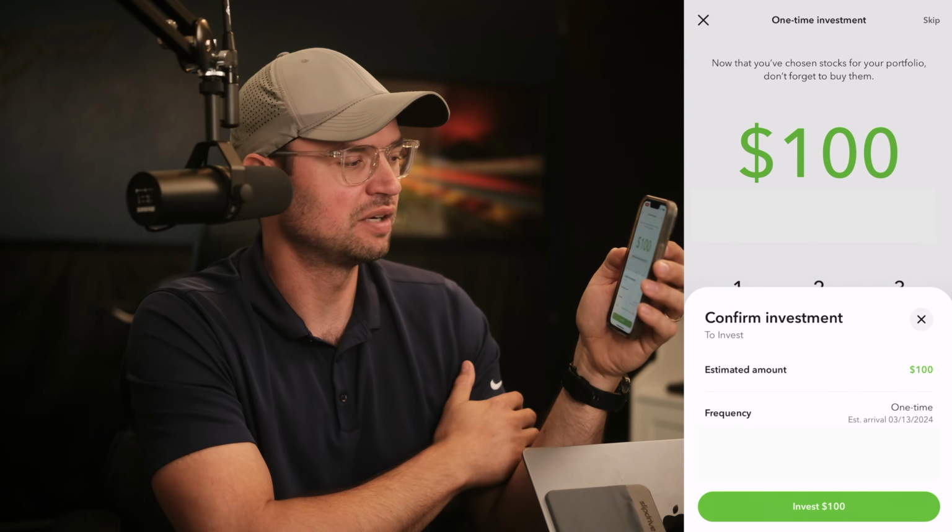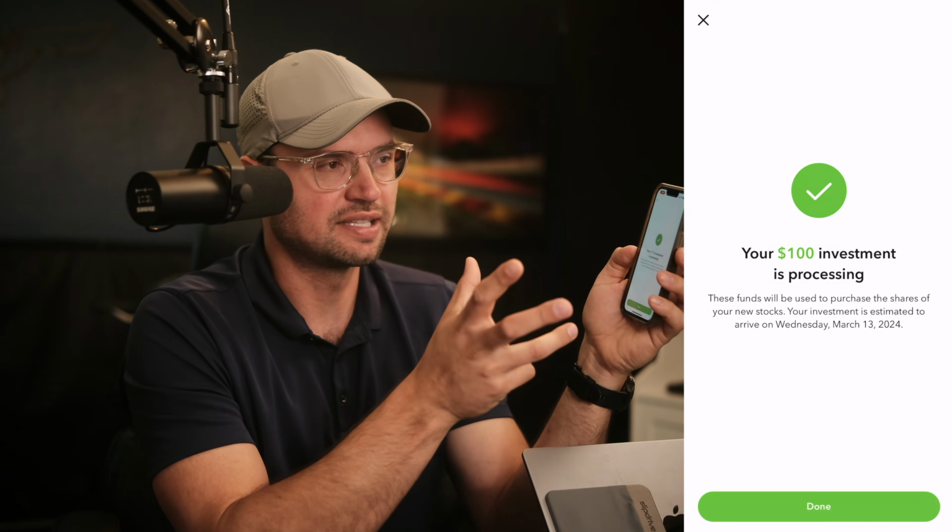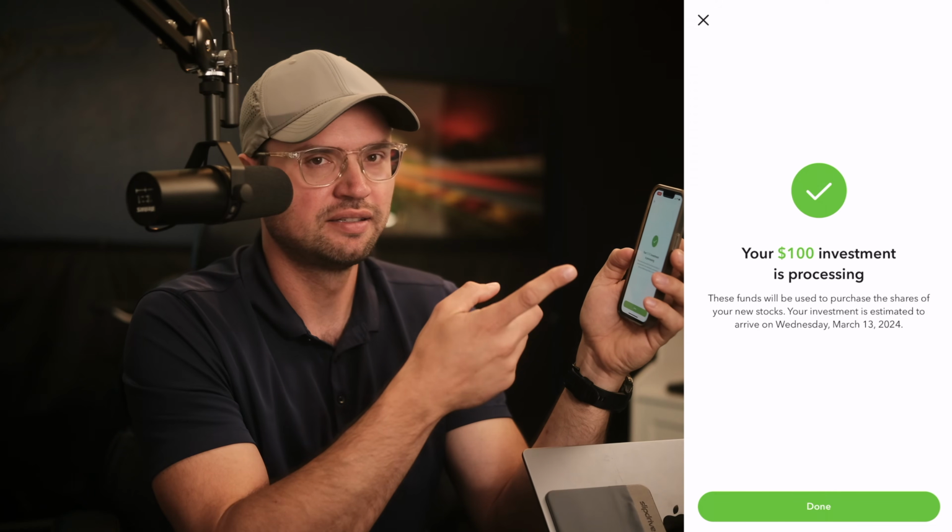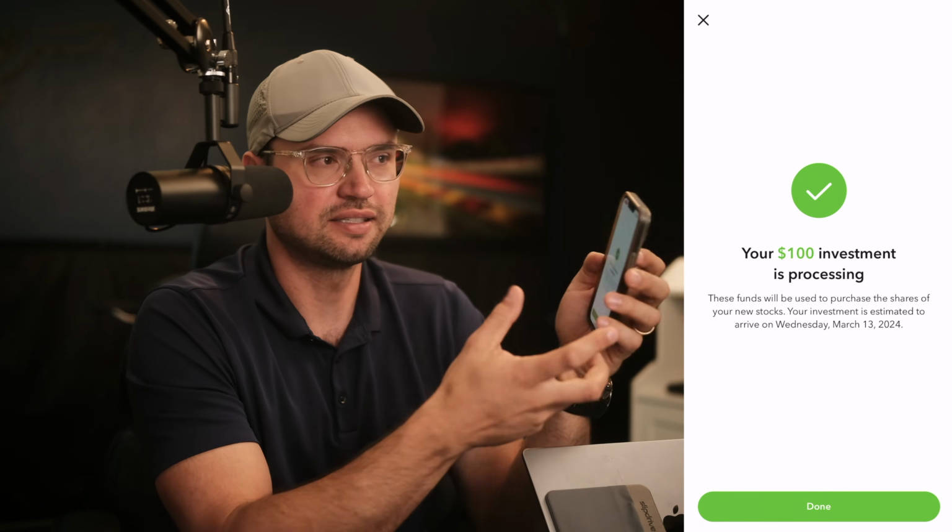All right, Acorns, let's put in $100 and see what happens. We're going to review it. We're going to invest it. This is another thing I think sometimes people get a little bit caught up in because they're like, wait, I said to invest it. The money is on its way there. Is it still not happening?